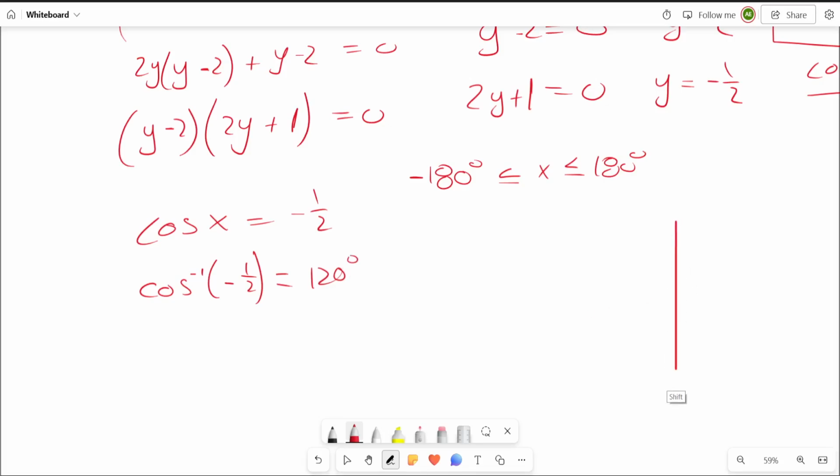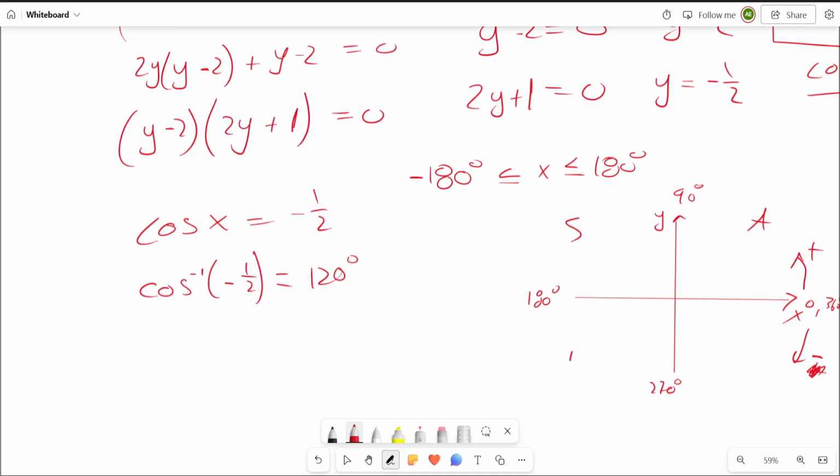Again, as always, I will draw my ASTC quadrants: x, y, 0, 90 degrees, 180 degrees, 270 degrees, and 360 degrees. This is anti-clockwise, which is positive. This is clockwise, which is negative. And I will start by looking at my equation. That's the next step. So cosine of something that will give me a negative answer. So I need a negative for a cosine, and I know that this is my ASTC. I know that cosine is negative in the sine quadrant and in the tan quadrant.